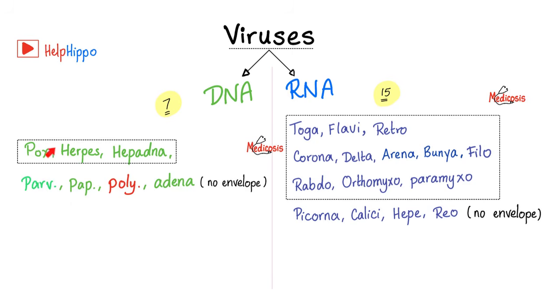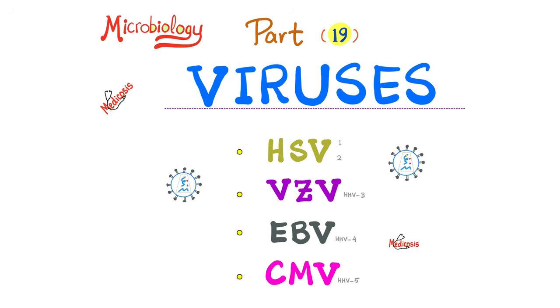In the last video, we talked about the herpes family of viruses, which includes HSV, CMV, EBV, and VZV. Today we'll talk about other DNA viruses, especially the pox virus, hepadnavirus, parvovirus, papillomavirus or human papillomavirus, as well as polyomavirus. Pox and hepadna are enveloped, but parvo, papilloma, and polyoma are non-enveloped, which means naked.